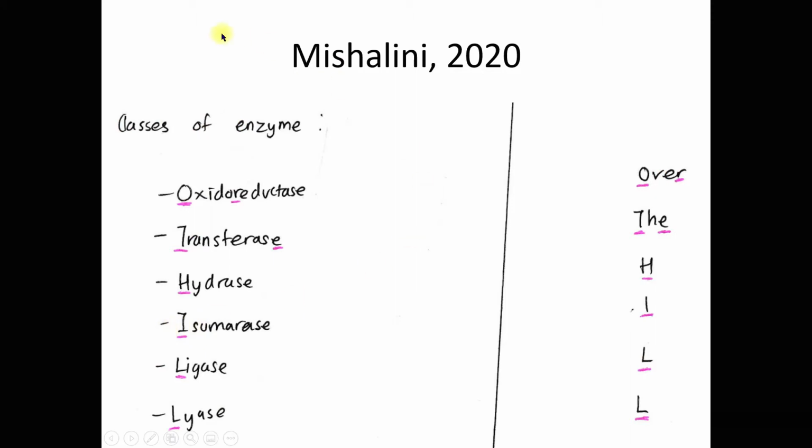So before that, this is my student. She came up with this mnemonic on how to remember the classes of enzymes. So she came out with "over the hill". Over means oxidoreductase. The is for the transferase. H for the hydrolase. And I is the isomerase. L for ligase, and the other L for the lyase.